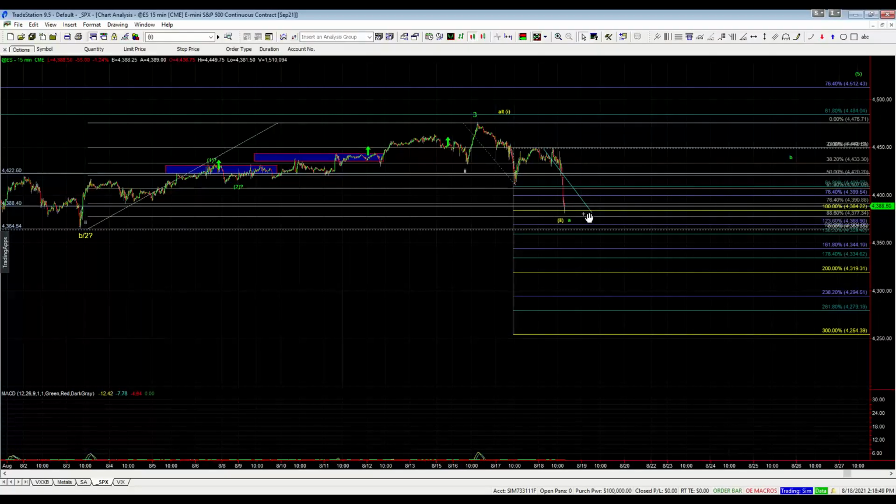So it's deep. It's deeper than we would like to see for a wave 2, but it's still valid because we haven't broken back below the previous low at 43.64. So this 1-2 up is still valid under the alternate path.